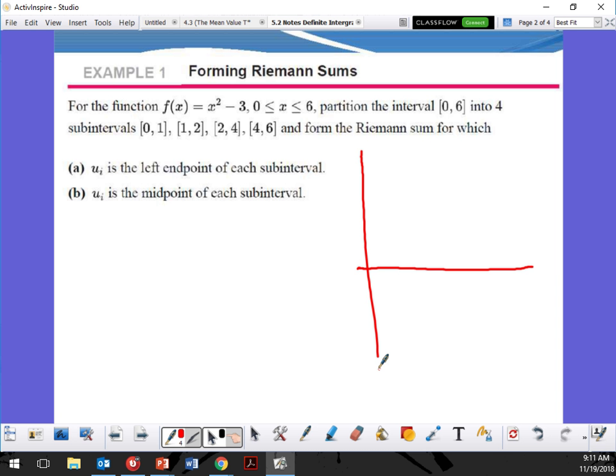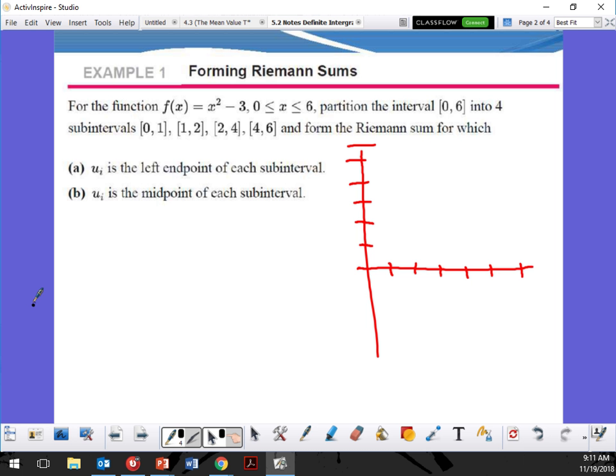Okay, so let's see. Add 0 to 6. Hold on a second. 1, 2, 3, 4, 5, 6. And it goes, I don't know, up somewhere. Something like that. Yeah, it's going to go up pretty high. Anyway, so we have some values here.